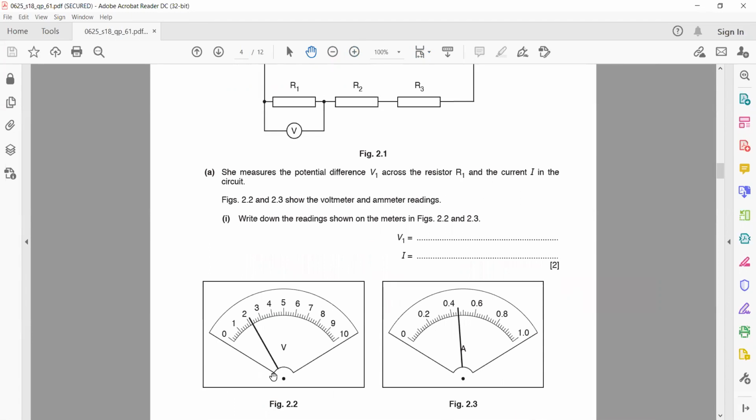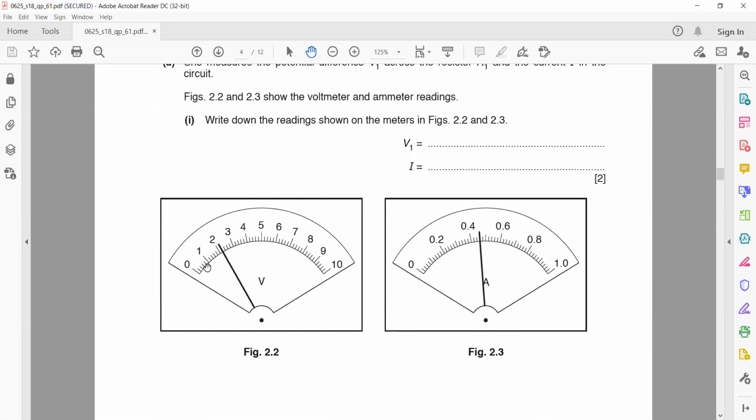What is the reading of the voltmeter first? And what is the reading of the ammeter? As you can see, between 0 and 1, there are 5 lines, so each is representing 0.2. So the voltmeter reading is 2.2 volts. And for the ammeter reading, when you check the numbers, each value is 0.02, so 0.42, 0.44, 0.46. So that will be 0.46 amp or ampere.